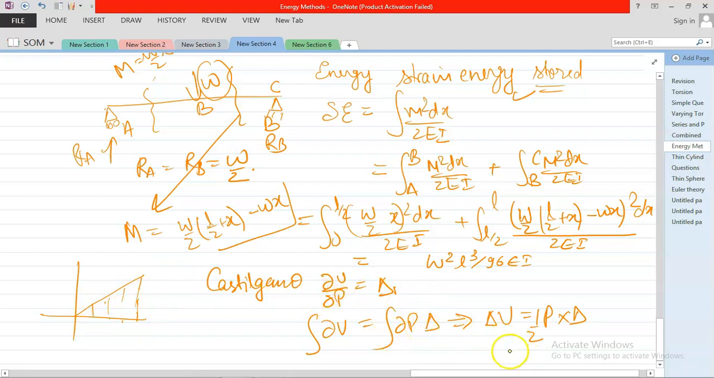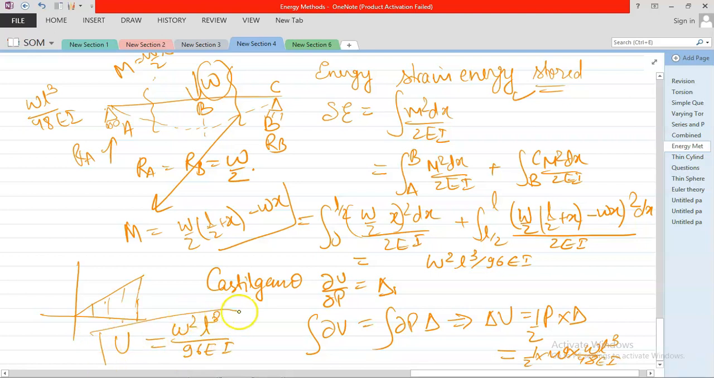Okay, now you know the load applied at the center is W, and corresponding to that W location, what is the maximum deformation? I hope you all remember, that is WL cube upon 48EI. So I am going to write WL cube upon 48EI. So the value that is coming is W square L cube upon 96EI. So this is the strain energy stored in the beam.